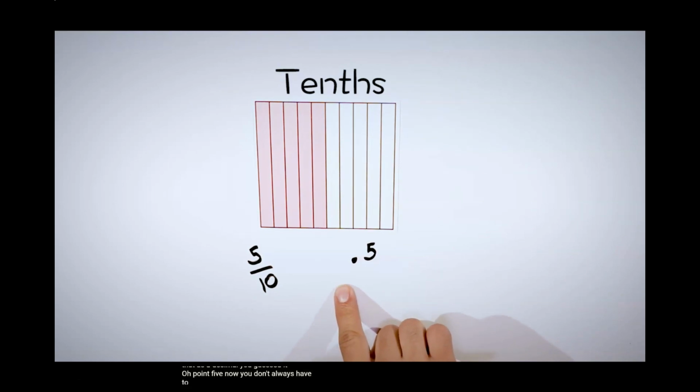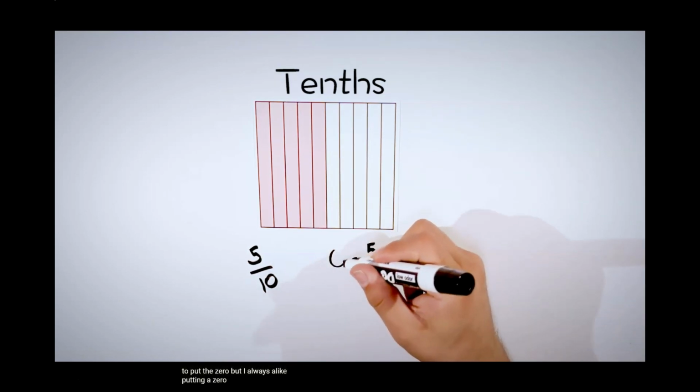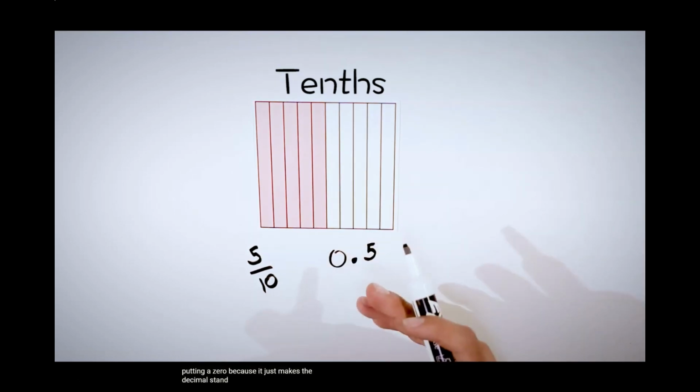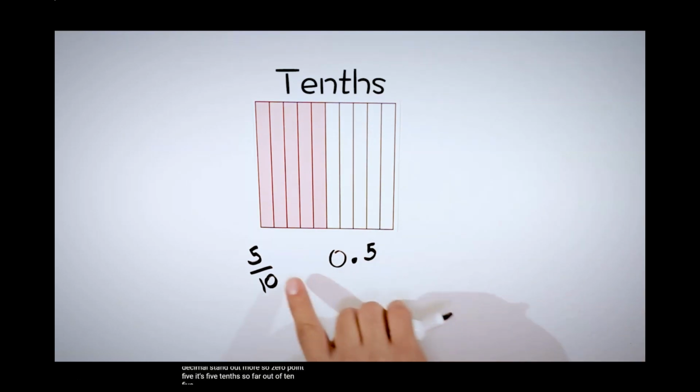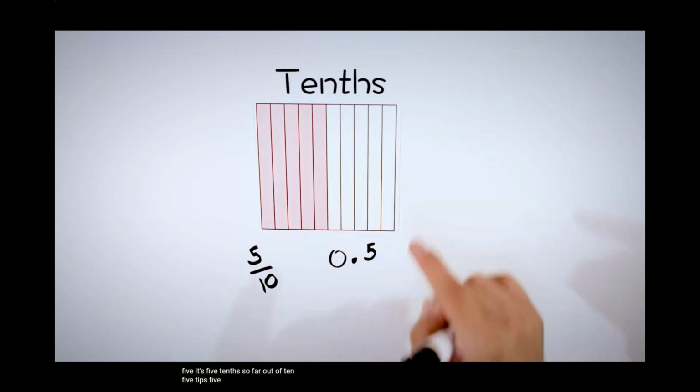Now you don't always have to put the 0, but I always like putting the 0 because it makes the decimal stand out more. So 0.5 is 5 tenths. So 5 out of 10, 5 tenths.